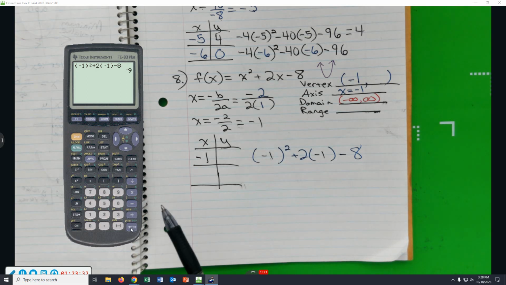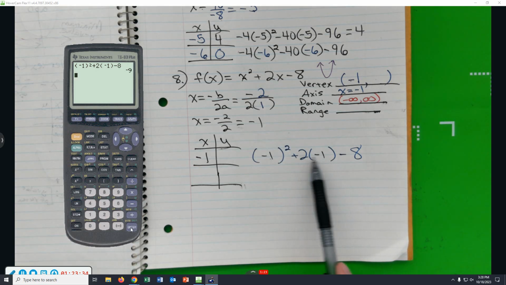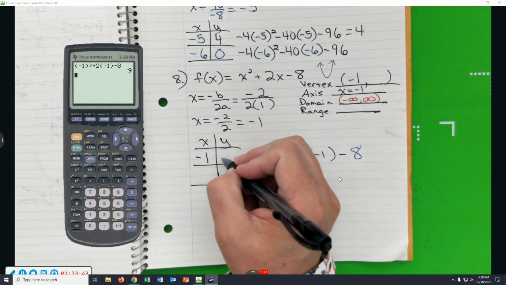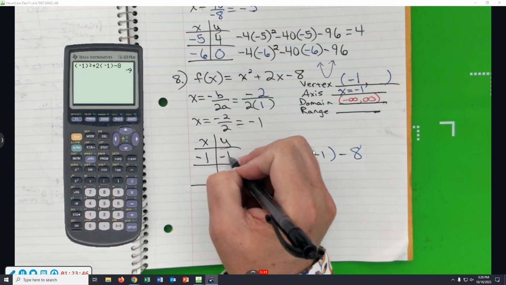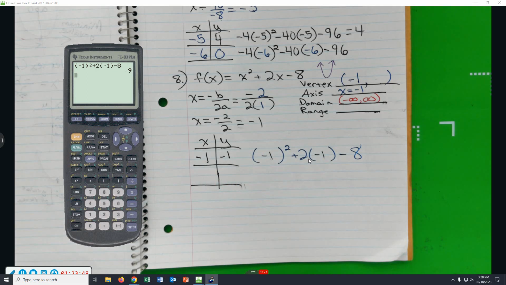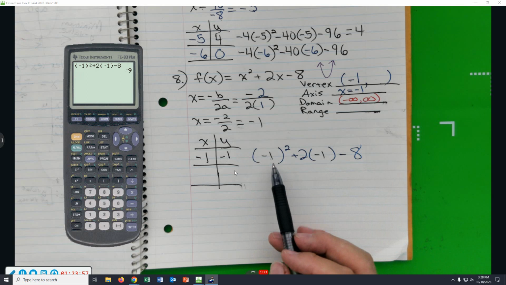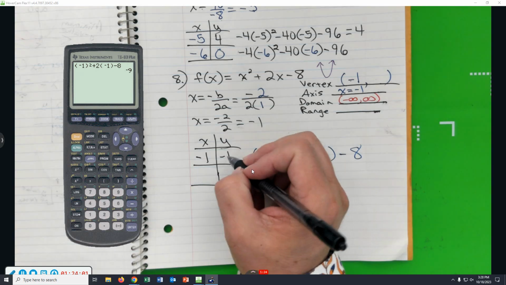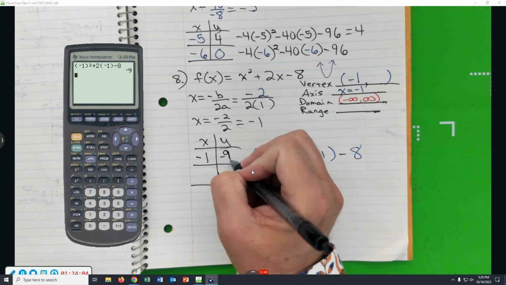Negative 1 squared is a 1. Minus 2. 1 minus 2 gives me a negative 1. No, wait. 1 minus 2 is negative 1, minus 8. Oh, what was I saying? Why didn't you correct me? I did. 1 minus 2 is a negative 1, minus 8 is a negative 9.